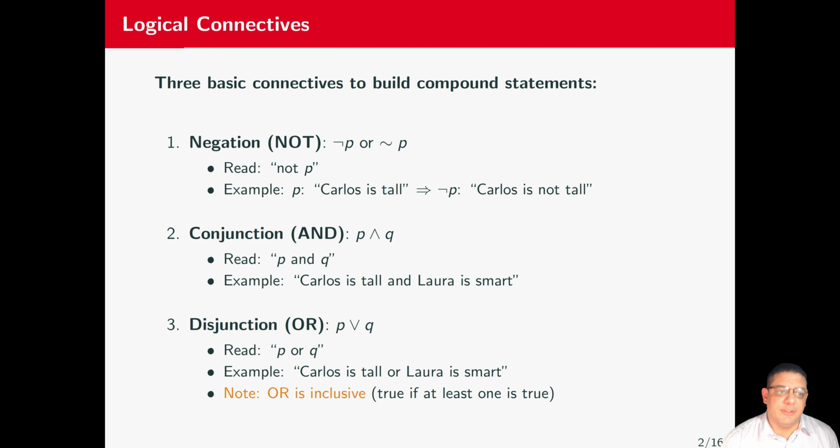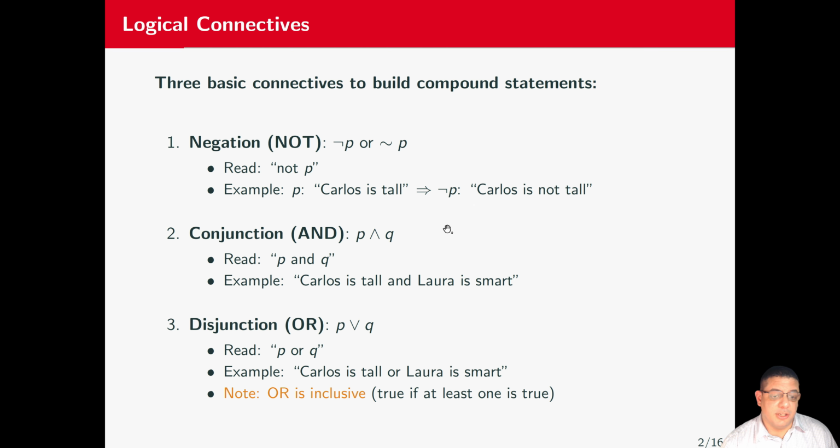So once we have statements, we have three basic connectives to build compound statements. We have the negation or the not, we have the conjunction or the and, and we have the disjunction or the or. First, with the negation, if we have a statement P, the negation is just going to mean not P. For example, if I say Carlos is tall, then the negation of that will be Carlos is not tall.